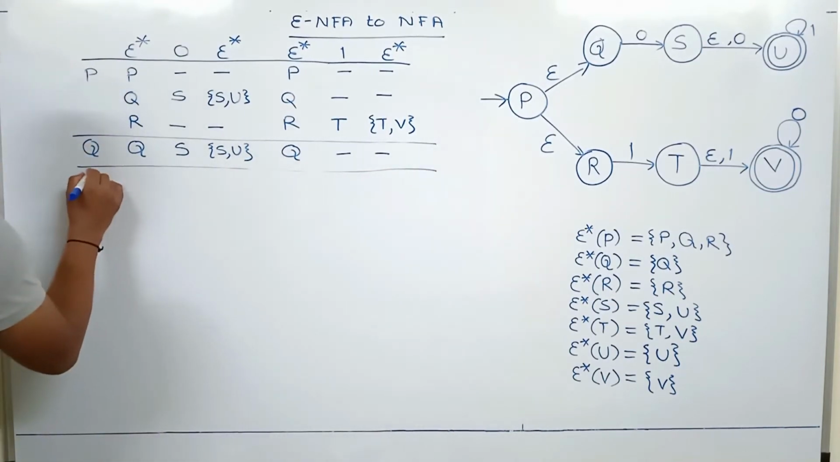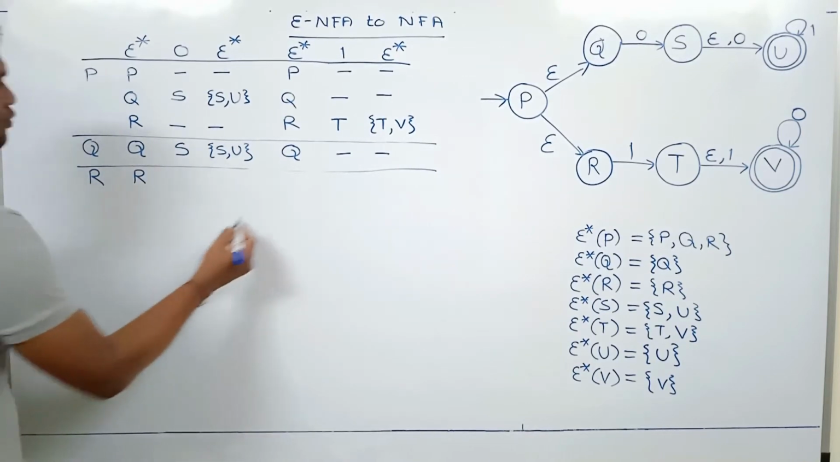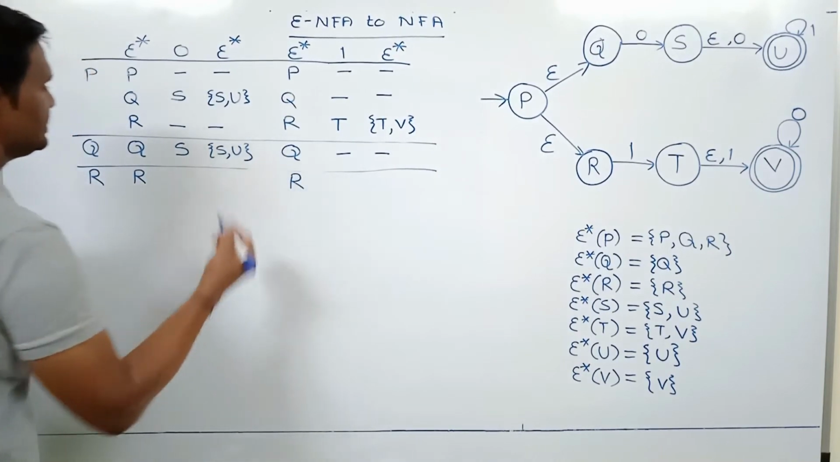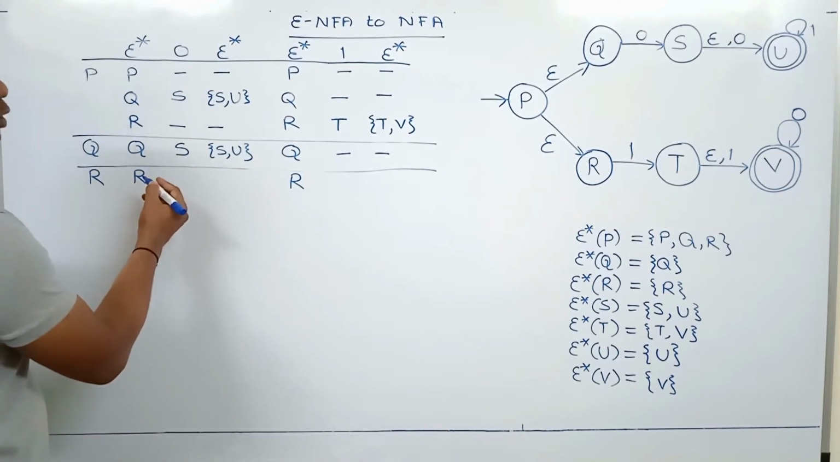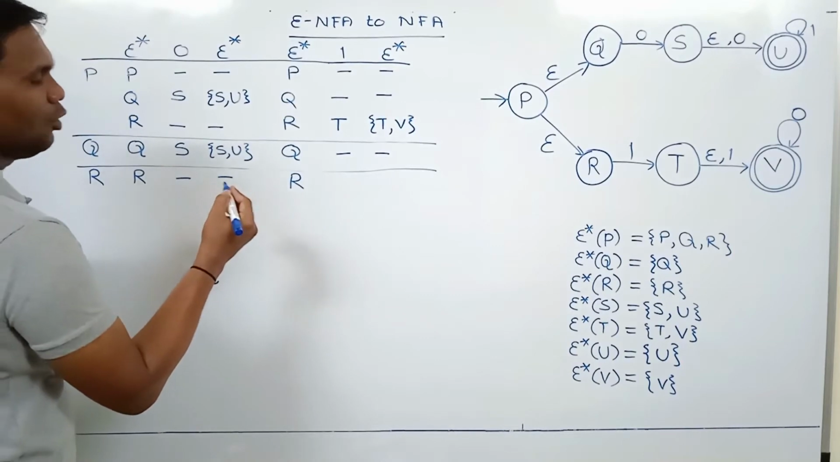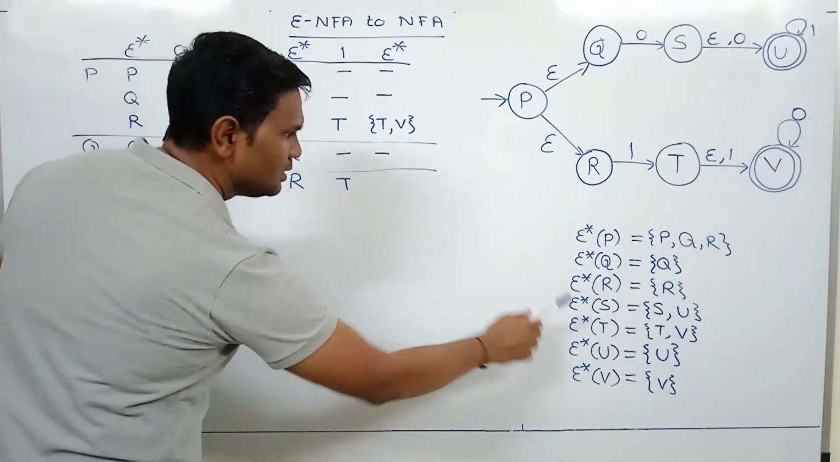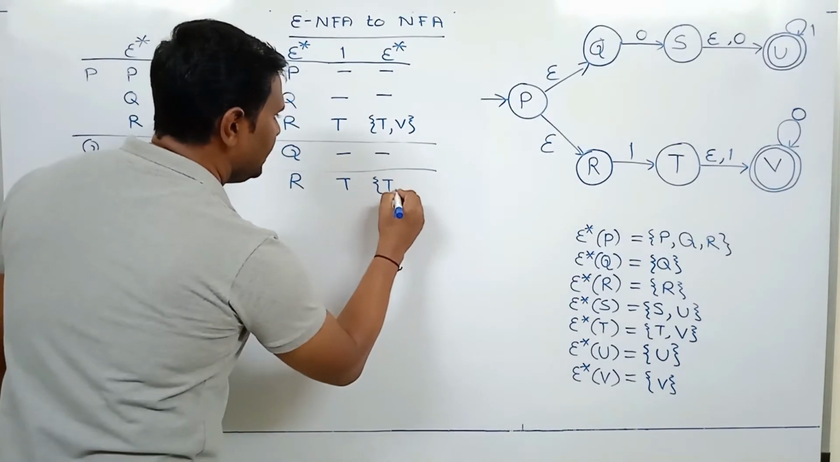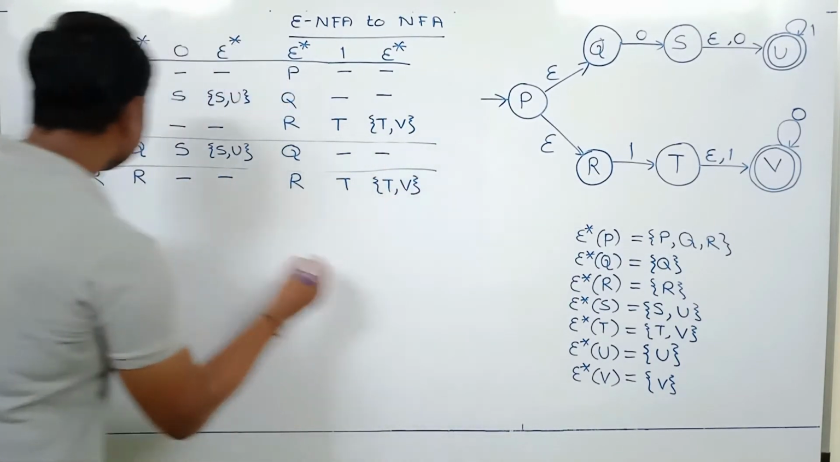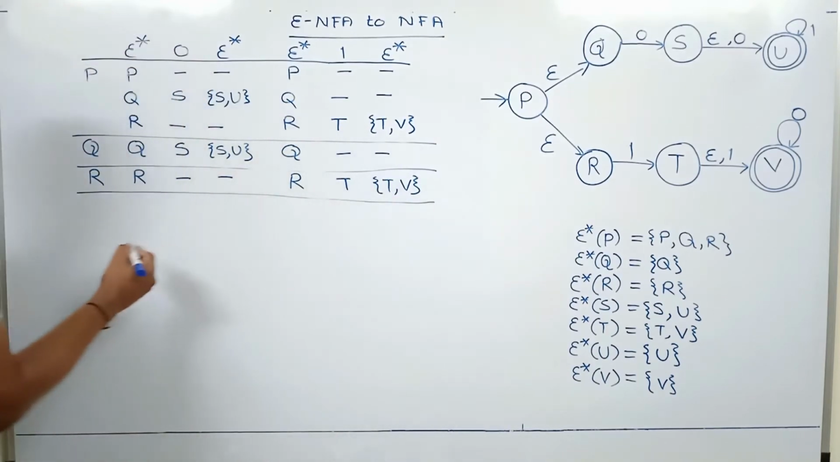Next state is R. Epsilon closure of R, it contains only R. We write it at both places. R on 0, there is no transition. R on 1, it goes to T. Epsilon closure of T contains T and V. So we complete transitions for R.